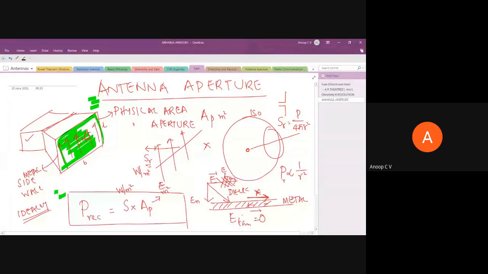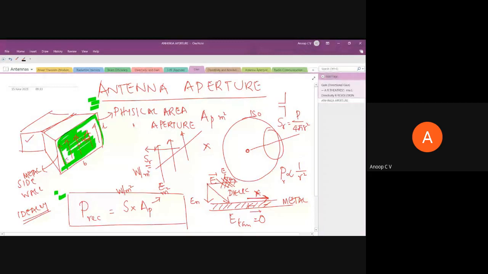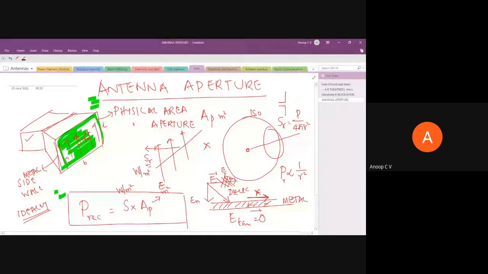Which means this tangential component of electric field cannot contribute to the power. That's why I told you the electric field at the boundaries, the side walls, has to be equal to zero. So even though the physical area of this antenna is AP, this entire S into AP power will not be delivered ideally.